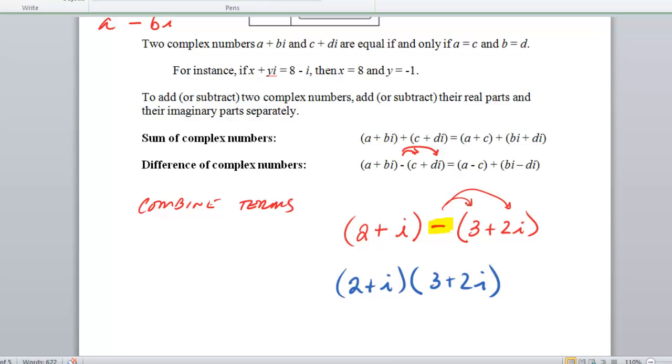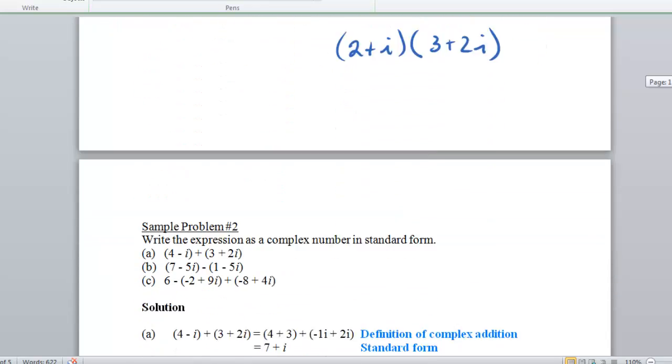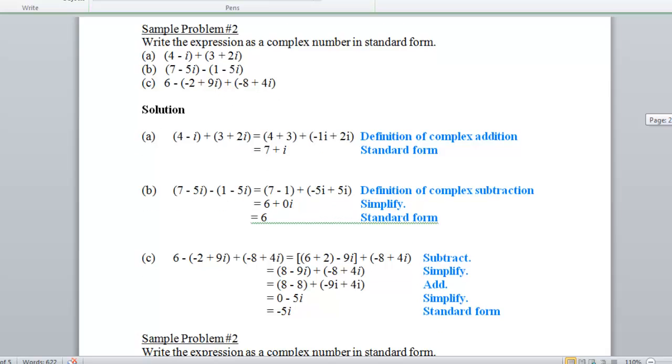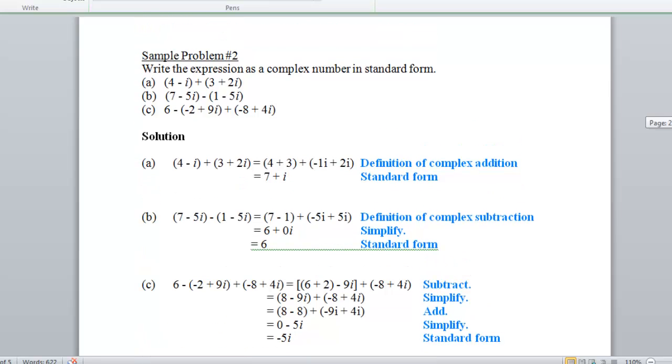And so just keep an eye out for when you're given parentheses that you don't have an operation between those two. So let's take a look at a couple samples here. So we have sample problem number 2. And on sample problem number 2, what happens here is that we give you a couple different looks. We give you one where we're adding.